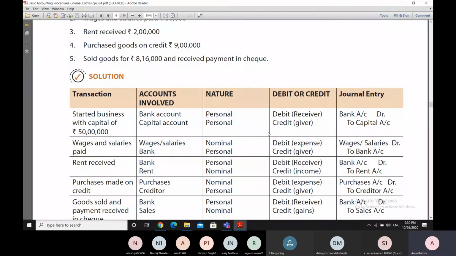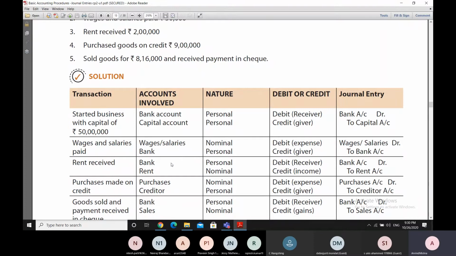Because the rule for the nominal account is debit all expenses. So as we are seeing, the first thing that we have to decide is which are the accounts being affected here. Secondly, whether they are real account, nominal account or personal account. And then once we have decided which account it is, what is the nature of the account, then we apply the golden rule.